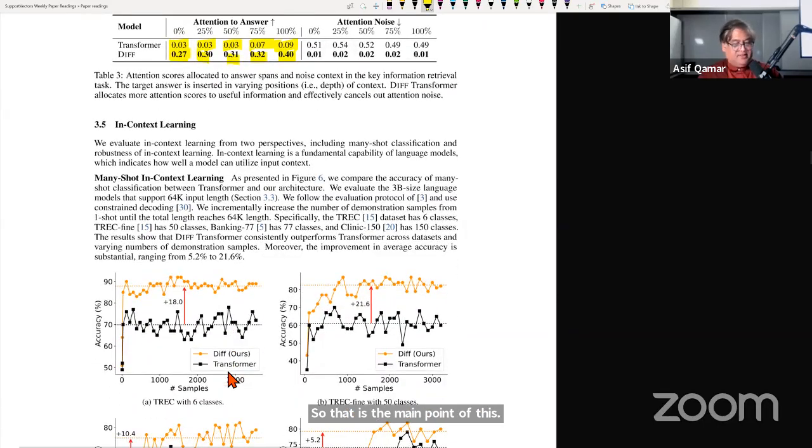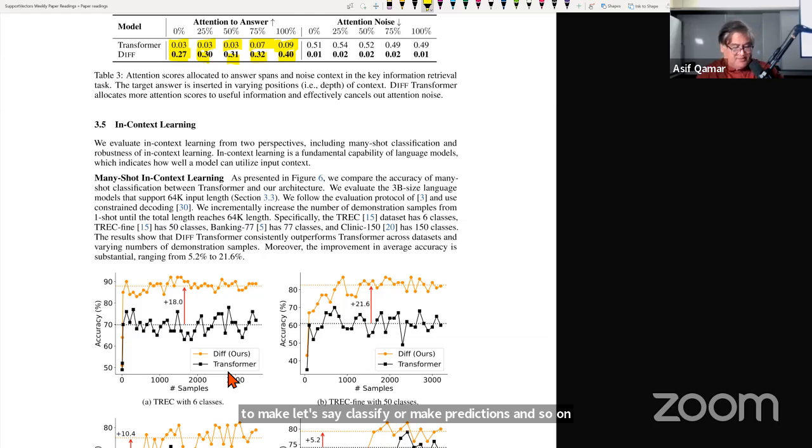Likewise, in-context learning. In-context learning is, if you give a lot of samples of data, many-shot in-context learning means you write your prompt, and in the prompt you give a few examples, and then you ask the machine, the LLM, to learn from those examples. It's literally learning from the information within the prompt to, let's say, classify or make predictions and so on and so forth. So that is many-shot in-context learning.